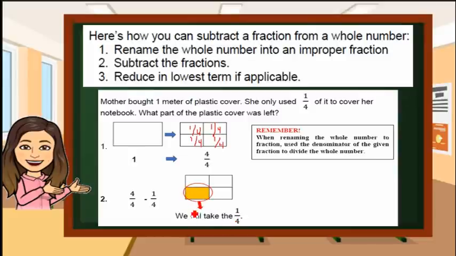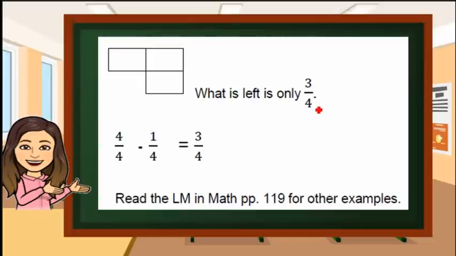Okay, this is the shaded part. So 4/4 minus 1/4. So we will only have 3/4. So what is left is only 3/4 because 4/4 minus 1/4, 4 minus 1 is equal to 3. Then copy the denominator which is 4. So we have 3/4. So the final answer is 3/4 is the remaining part of the plastic cover.